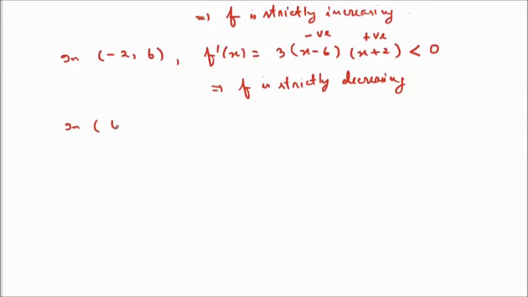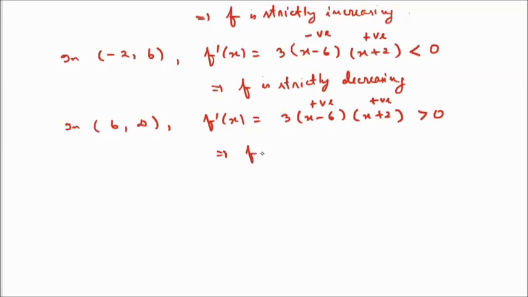The third interval, 6 to infinity, my f dash x, which was nothing but x minus 6 into x plus 2, we will get this as positive, this as positive, so ultimately it will be positive. So my first derivative is positive, so I can say f is strictly increasing.